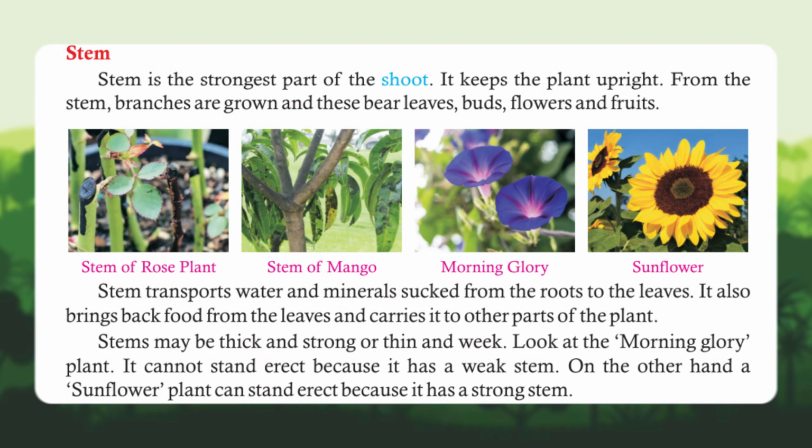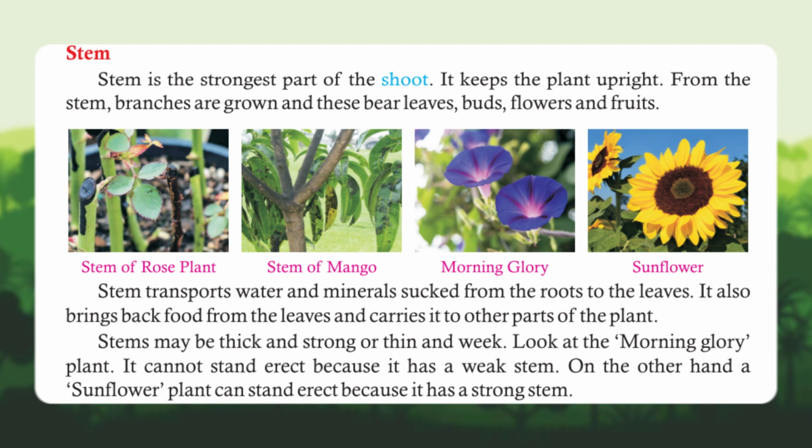Stem. Stem is the strongest part of the shoot. It keeps the plant upright. From the stem, branches are grown and these bear leaves, buds, flowers and fruits. Stem transports water and minerals sucked from the roots to the leaves. It also brings back food from the leaves and carries it to other parts of the plant.